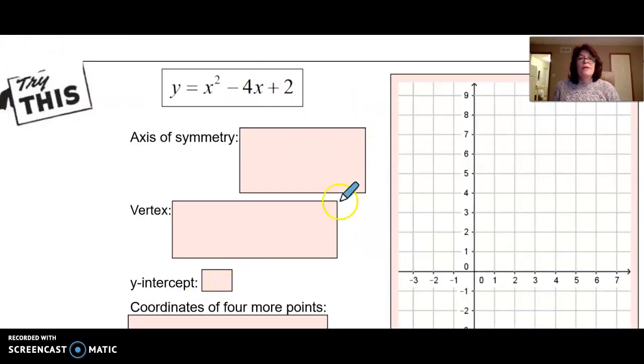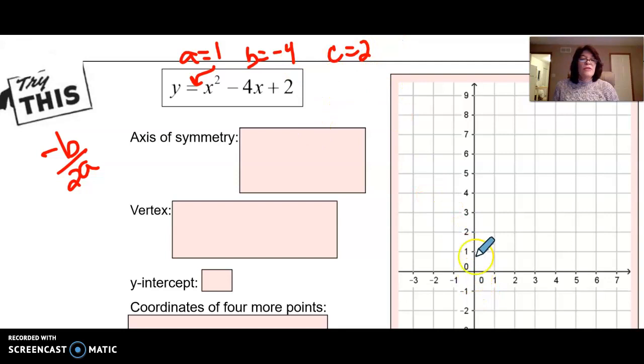Okay, so let's try this one. Axis of symmetry and vertex. I don't know until I take the opposite of B over twice A. I guess I should write down A is 1, the number in front of x squared. B is -4. C is 2. As soon as I see C is 2, I know that's my y-intercept anyway.